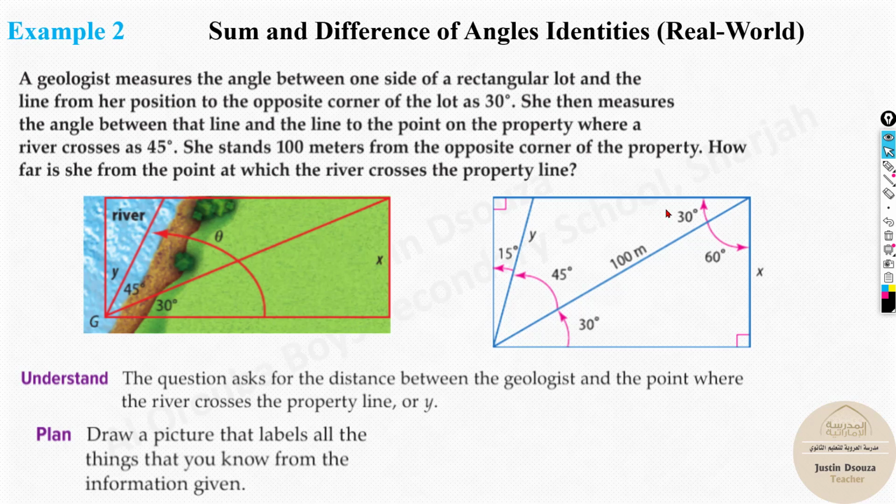30, 30, this upside. This will be 60. This entire thing, 45 plus 15, is 60. So this will also be 60. Okay, sum them both. Now you have 30, 60, and this is 90 degrees, and this hypotenuse is known.